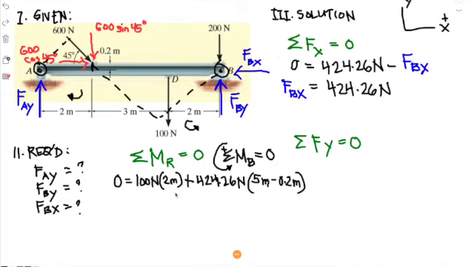Just pause the video and analyze it, and you will realize that it's true. Okay, the next one would be the moment that is generated by FAY, which has a moment arm of 2 plus 3 plus 2, that's 7 meters. So let me write here minus 7 times, this is 7 meters times FAY. So now we only have one unknown.